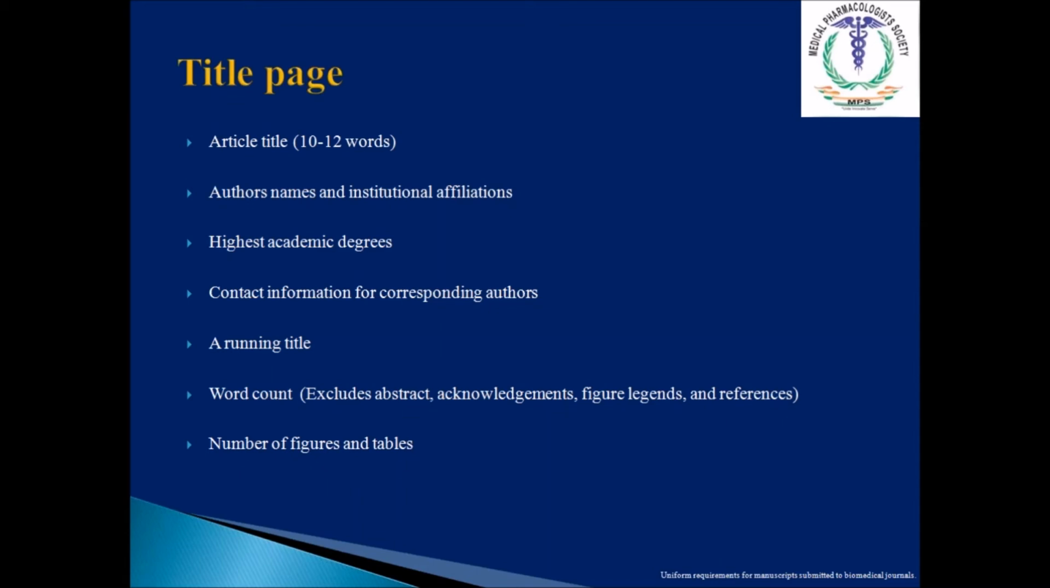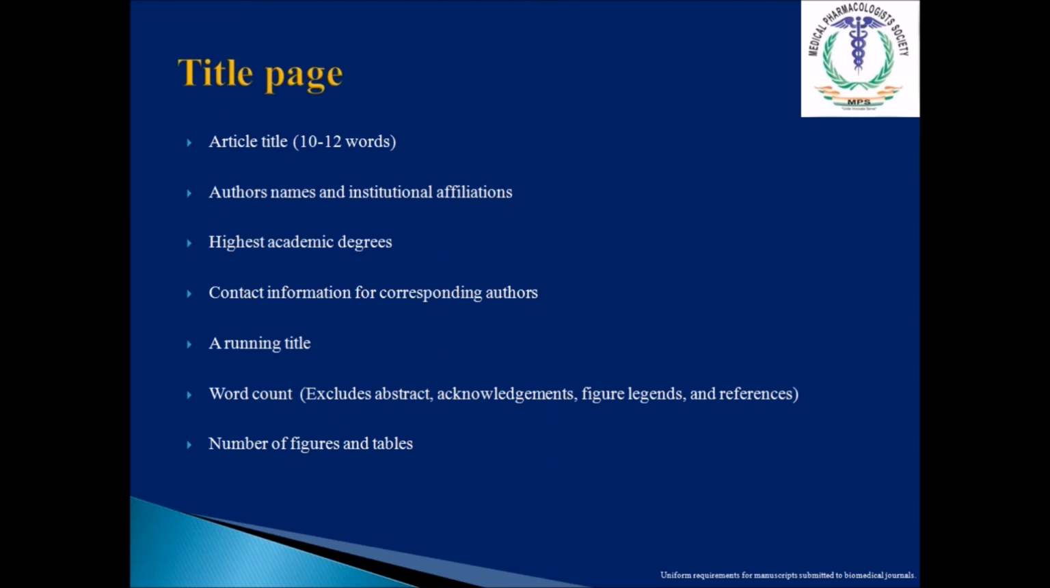Coming to the title page. On the title page, we need to write the article title, which is about 10 to 12 words. We have to write names of all authors, their institutional affiliations, their highest academic degrees. Contact information of the corresponding author is required on the title page, but when you submit the paper online, usually they ask for contact information of all the authors, including emails and phone numbers, because the journal wants to send all correspondence to all the authors, but the main correspondence would be coming to the corresponding author.